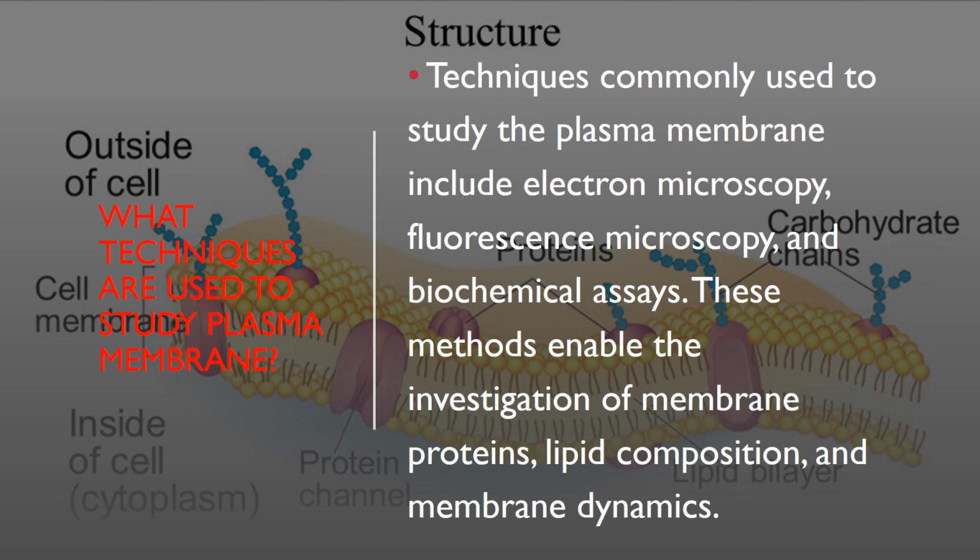What techniques are used to study the plasma membrane? Techniques commonly used to study the plasma membrane include electron microscopy, fluorescence microscopy, and biochemical assays. These methods enable the investigation of membrane proteins, lipid composition, and membrane dynamics.